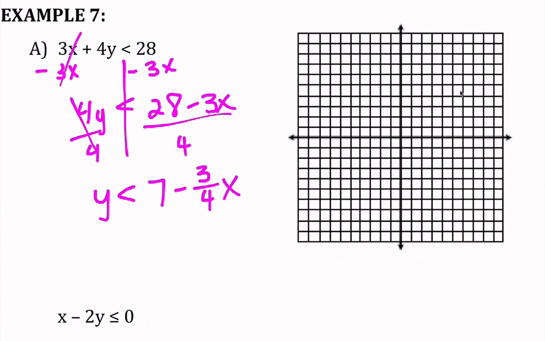So my y-intercept is 7. Since my slope is a negative 3 over 4, I know from here I need to go down 3, right 4. I'm going to do it again, down 3, right 4. And now I need to talk about what type of line to draw. There is no solid line underneath, so I know I need to use a dotted line. So line it up with your straight edge.